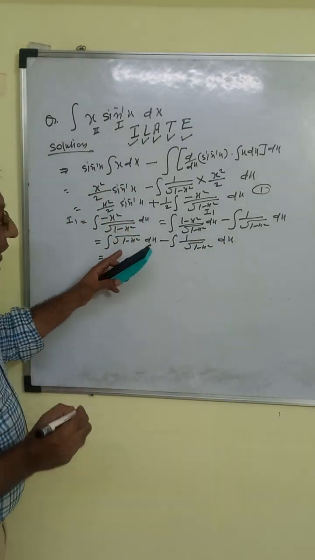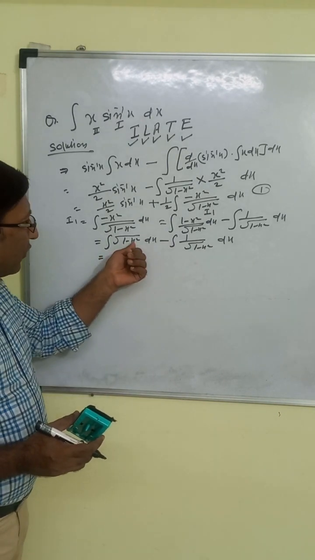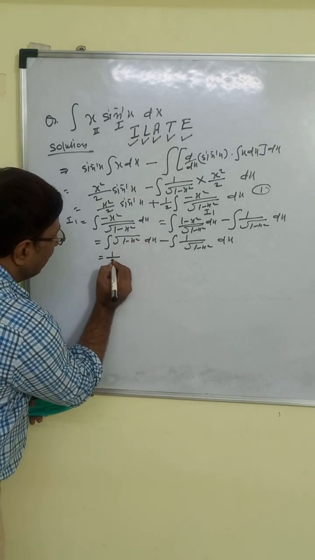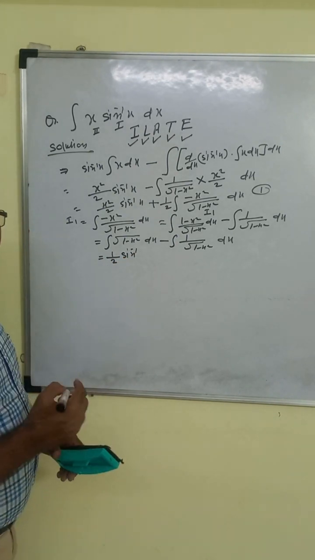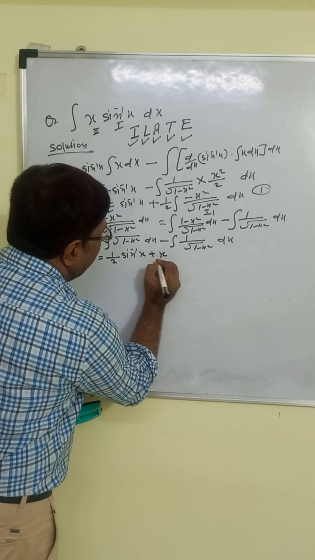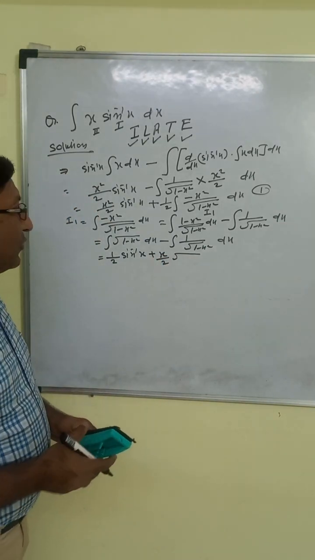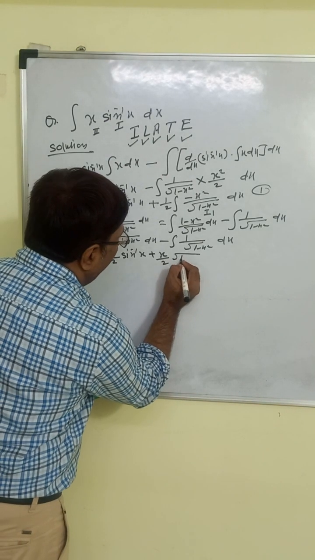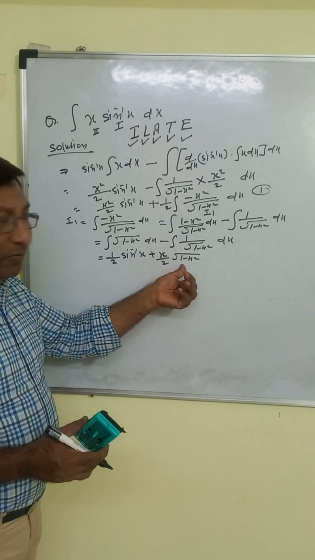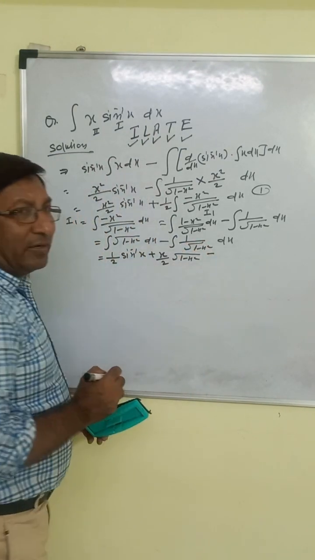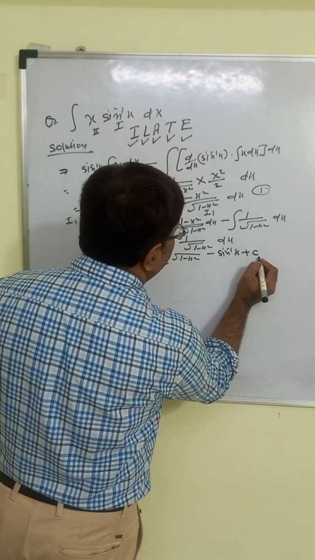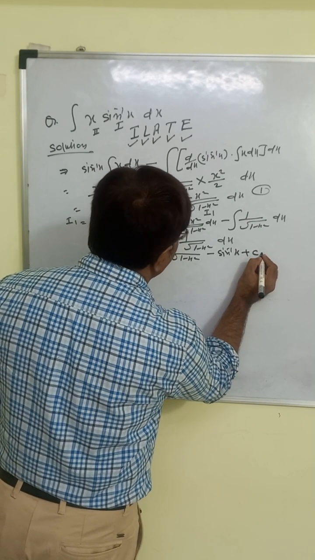The integration of root under a square minus x square is x by 2 root under a square minus x square plus a square by 2 sine inverse x by a. Here a is 1, so we simply write half sine inverse x plus x by 2 root under 1 minus x square. This is the integration of root under 1 minus x square. Now you know the integration of 1 by root under 1 minus x square is sine inverse x, plus a constant of integration, we can write C1.